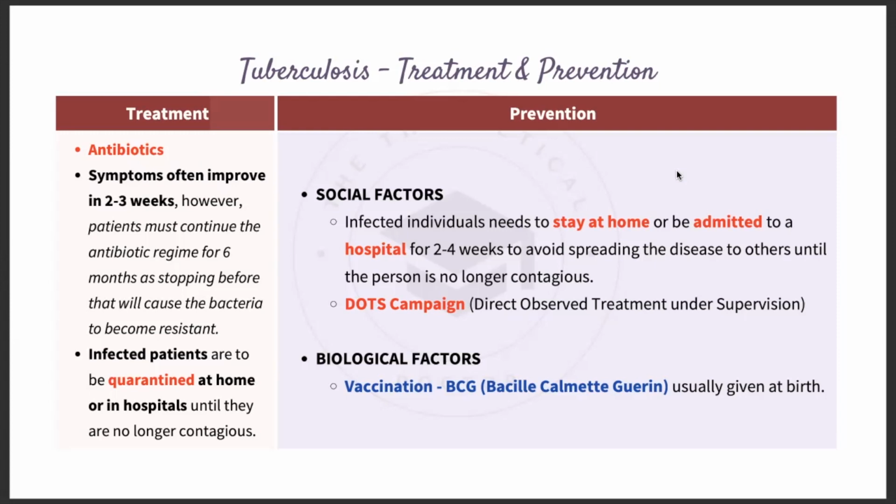Prevention in terms of biological factors would be through the BCG vaccination, so Bacille Calmette-Guerin, and this BCG injection is usually given at birth. If you notice your left arm, there's a BCG vaccine scar. At least for most of us, it's on the left side. Sometimes for some people, it's on the right side. Around 12 years of age, if the BCG scar is not present, at least in the Malaysian public school setting, it will be given again.